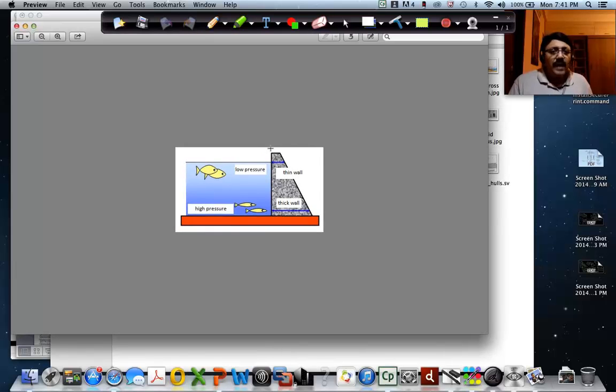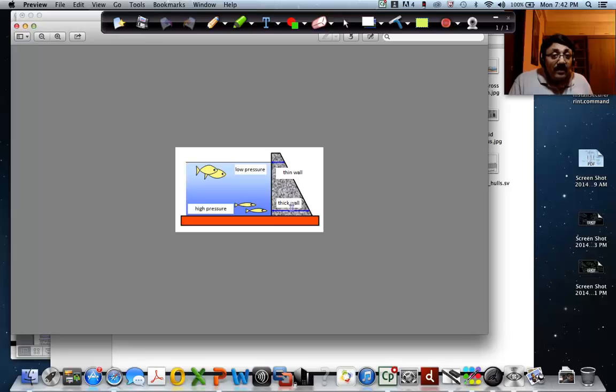So if you look at a dam, you can see the thickness of the dam. You know what a dam is, right? A dam stops water from flowing and collects the water. But if it is not strong enough, the water will pass through and it will break. So you can see the thickness of the wall.